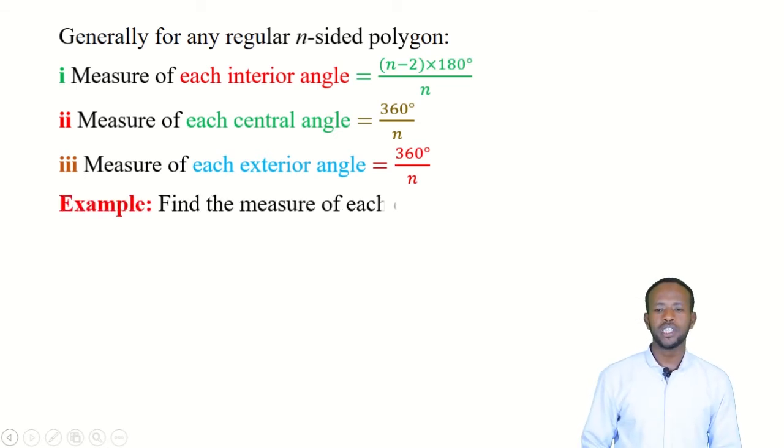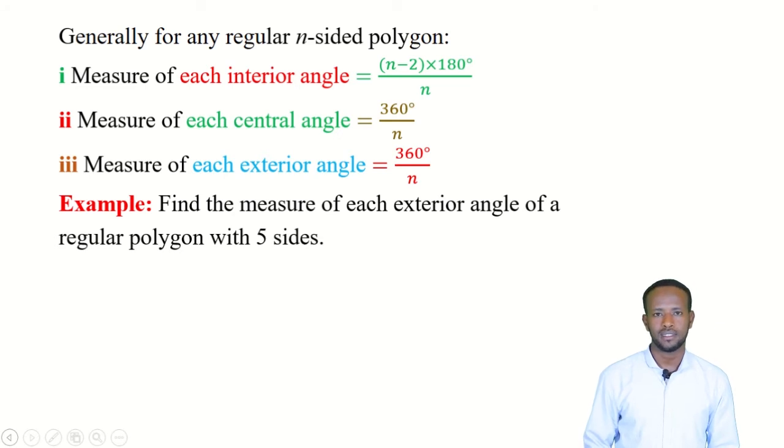Example, find the measure of each exterior angle of a regular polygon with 5 sides.